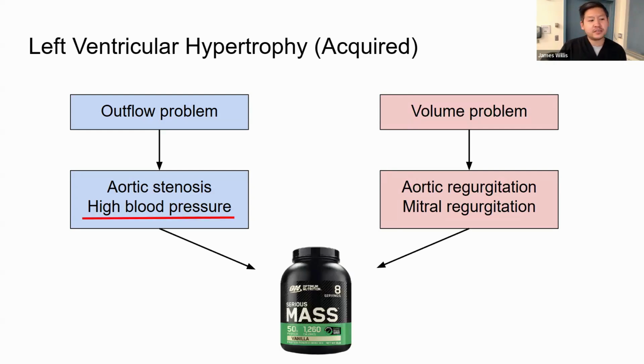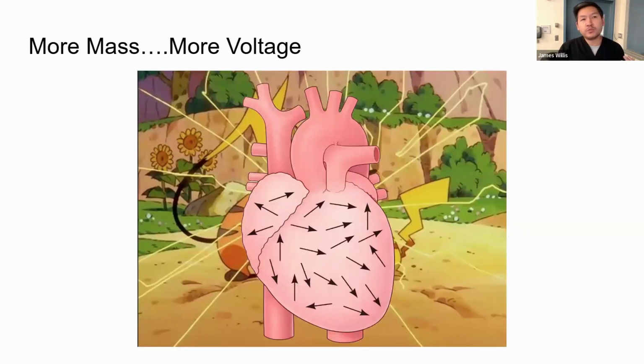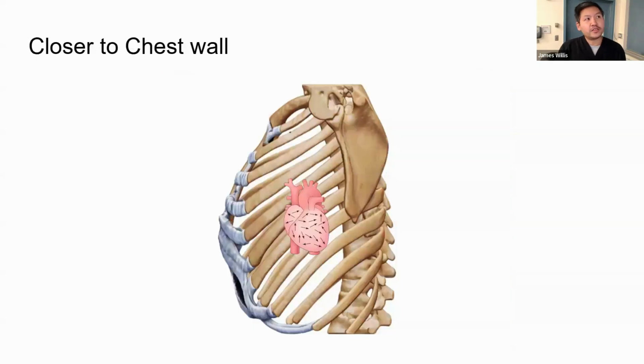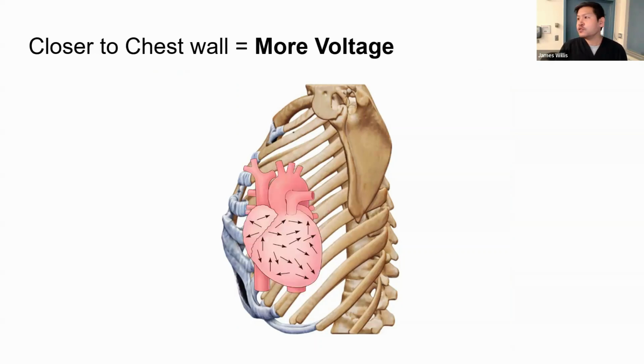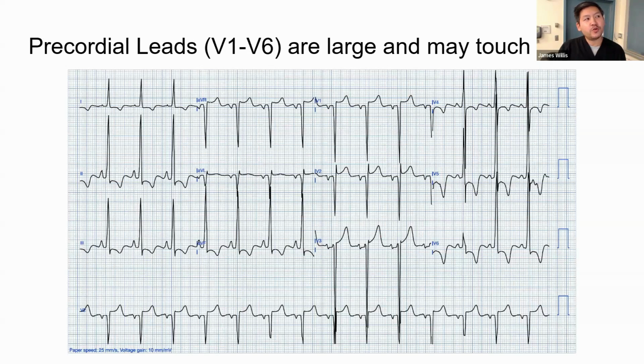And the problem with more mass is that you get more voltage, more action potentials, and it messes up your vector, your net vector on EKG. Additionally, your heart sits in your chest wall, and your heart's bigger. It's closer to the surface of your chest wall, so your precordial leads are closer to your heart, and that can also increase the voltage on your EKG. And the voltage can be so large that they can touch in your precordial leads.